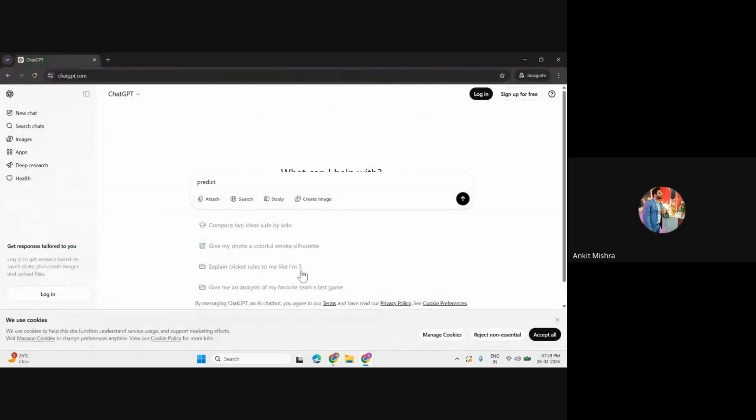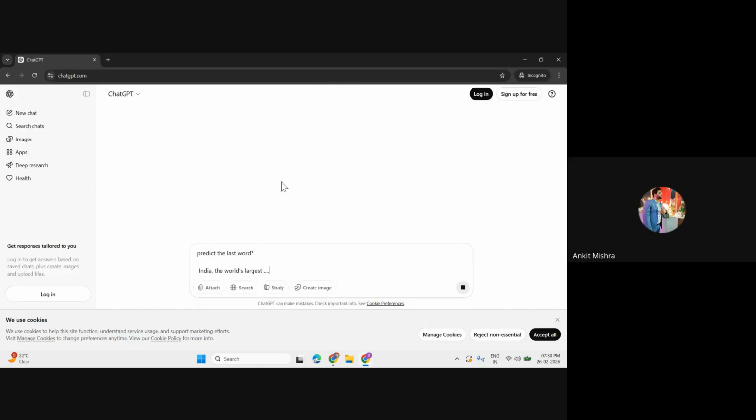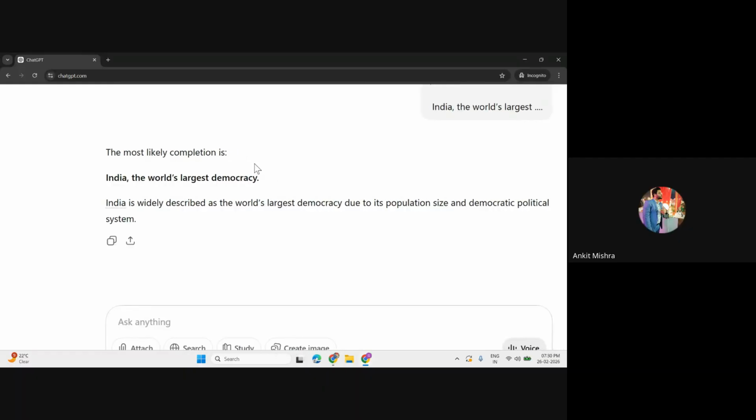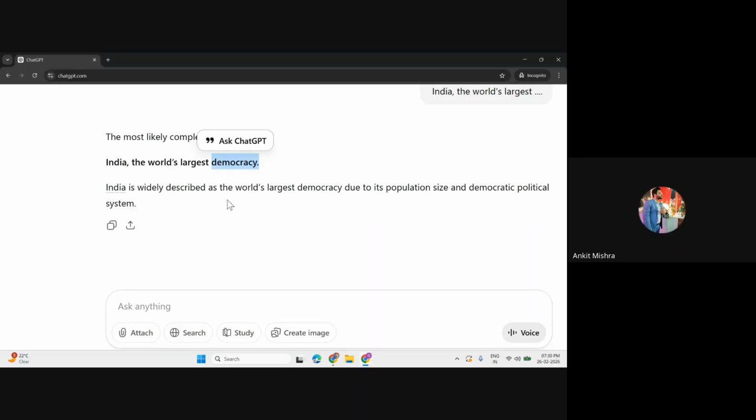Let me check this one. Predict the last word, and this is again the problem for the RNN, right? We have to do this multiple times. Predict the last word after "largest", right? Now just wait for the answer, right? The most likely completion is "democracy". Yes, you know, guys. India, the world's largest democracy.